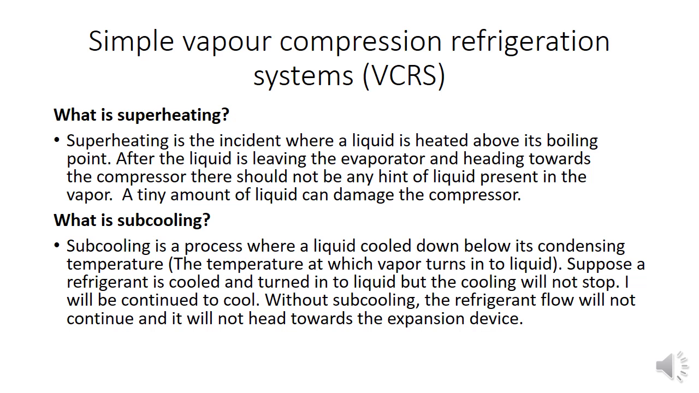In subcooling, the refrigerant is cooled down below its condensing temperature, the condensation line on the left hand side, so this vapor turns into liquid. Suppose a refrigerant is cooled and turned into a liquid, but cooling will not stop at the saturation line, it will continue to cool. Therefore it will enter the subcooling zone. Without subcooling, the refrigerant will not flow to the next line and head towards the expansion valve. Therefore subcooling is the required procedure during the flow from the expansion valve to the evaporator.